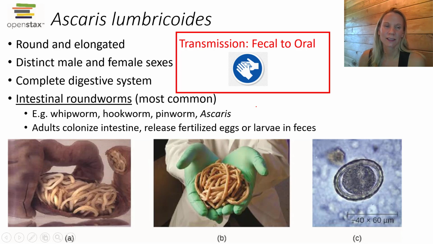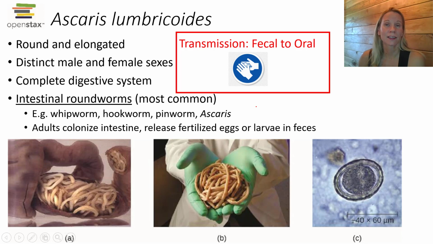So this worm is alarmingly huge and macroscopic, meaning that you don't need a microscope to see this worm. This is Ascaris lumbricoides. This is a roundworm. It's huge. They can get to be about 18 inches in length. They're separate males and females with complete body systems.